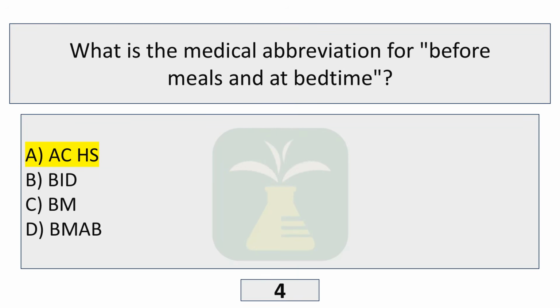Correct answer, A. ACHS. The medical abbreviation for before meals and at bedtime is ACHS. This would be used in the case of a diabetic patient needing POC glucose checks. The patient may have orders for check glucoses before each meal and at bedtime. This would be written as glucose checks ACHS.